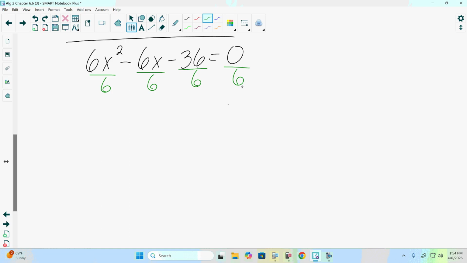And if we do this, 6x squared divided by 6 is x squared. Negative 6x divided by 6 would be negative x. Negative 36 divided by 6 would be negative 6. And 0 divided by 6 is 0.